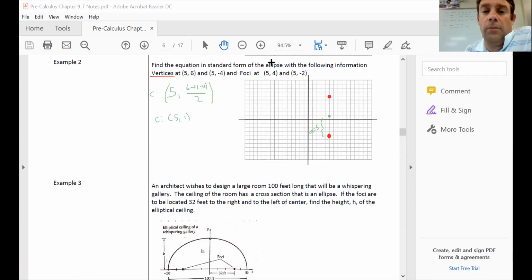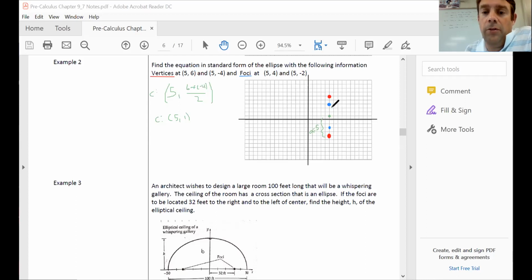If we keep going here, I'm going to go ahead and use blue then for my foci. So 5, 4. 1, 2, 3, 4. That's going to be 1. 1, 2, 3, 4. It's 2 below there. There we go. And 5, negative 2. Well, that'd be right about here. There's my foci. And remember, that's my c value.